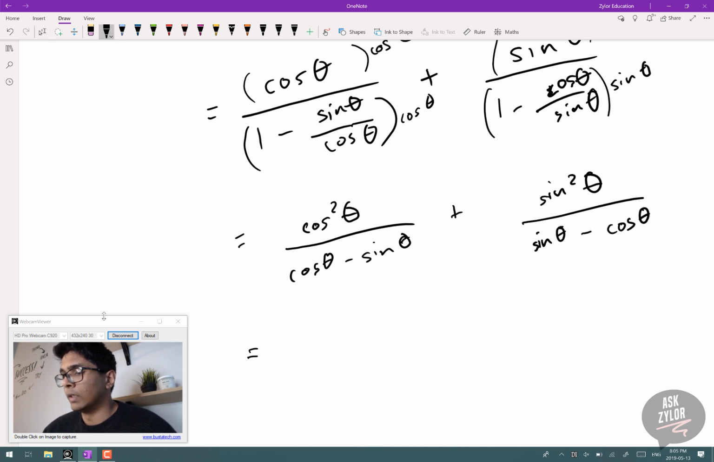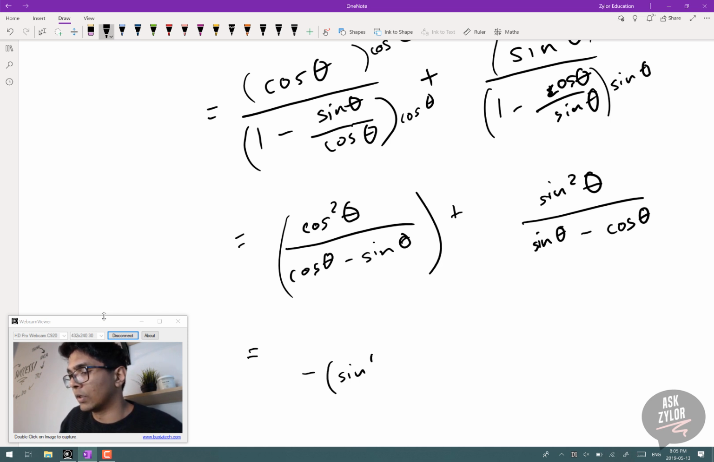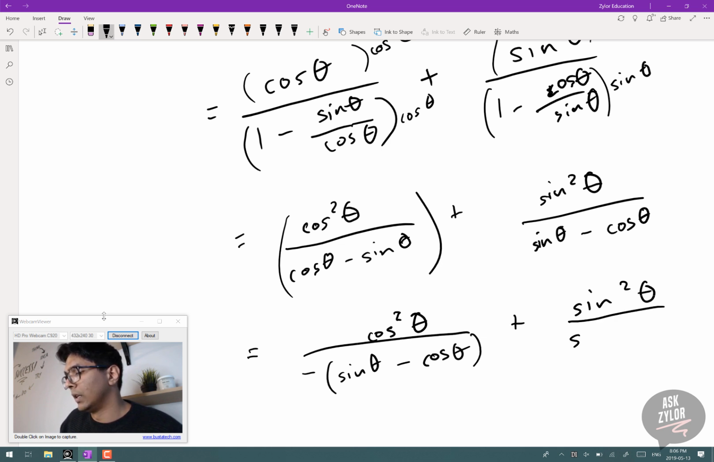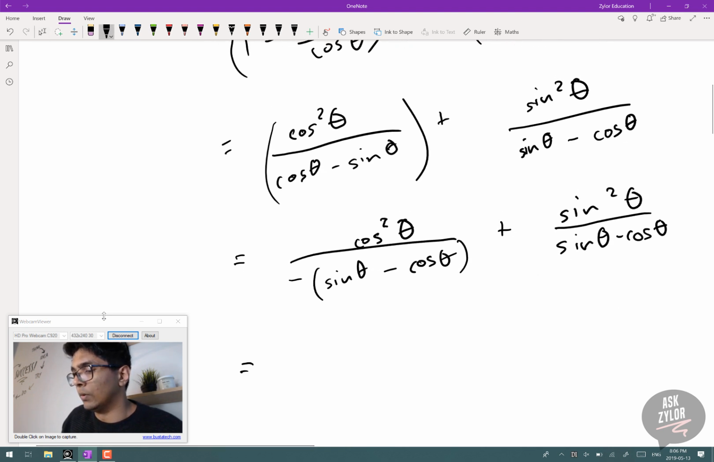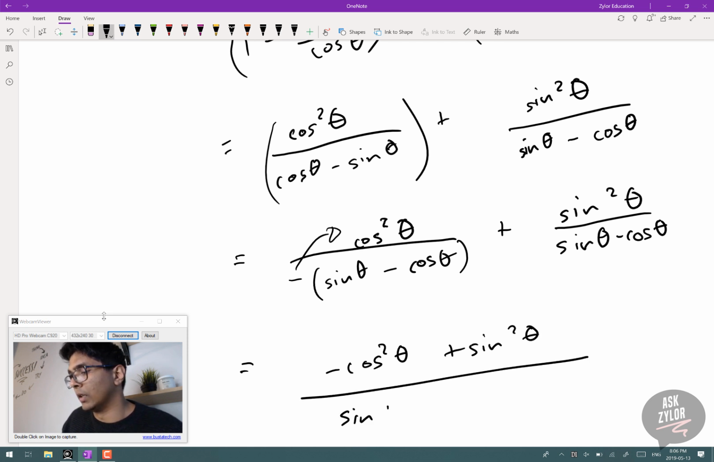So what we could do is just factor a -1 from the left side, the left fraction. So I have a negative sine theta minus cos theta over cos squared theta. Right? And I'm not changing the right hand side. So now I have a common denominator I can add the two fractions together with. So I can just translate the negative to the numerator. So I have minus cos squared theta plus sine squared theta over sine theta minus cos theta.